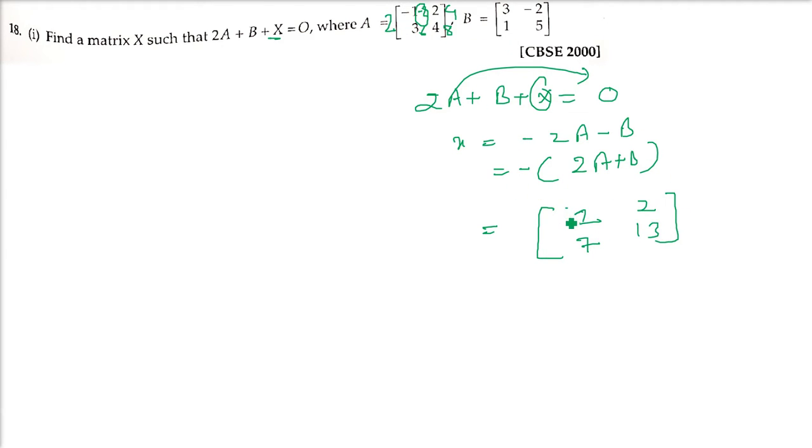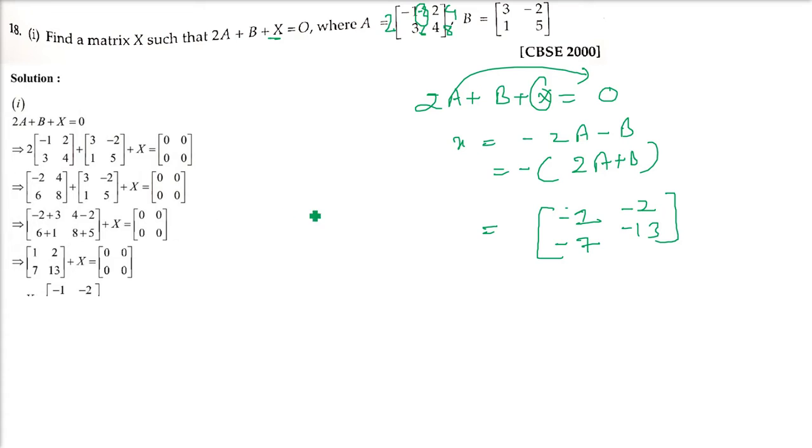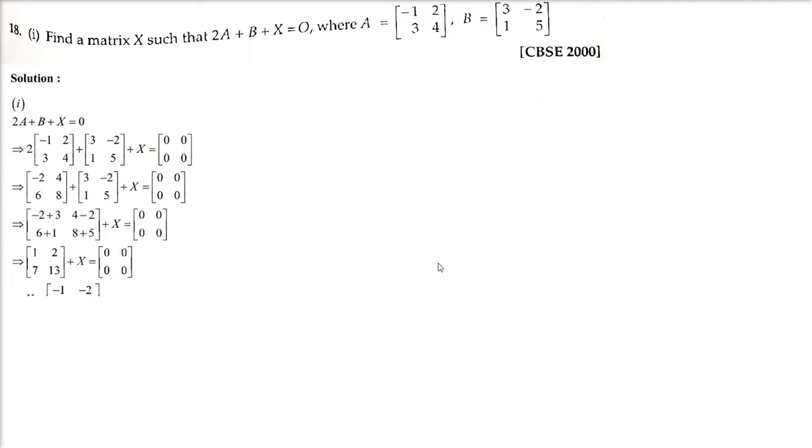And now, as I said, just take the negative sign of all these. That will be the final solution. Negative 1, minus 2, just write it here, minus 7 and minus 13 also. This is your final answer.